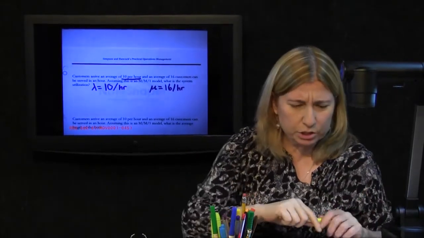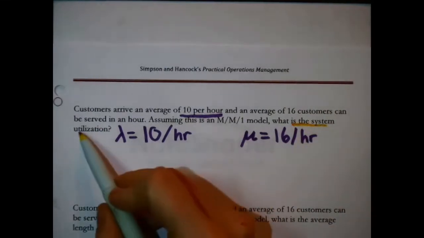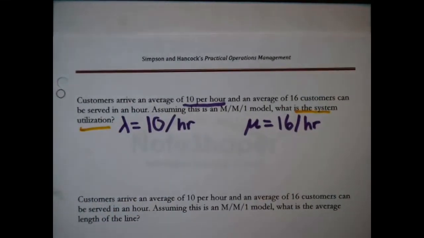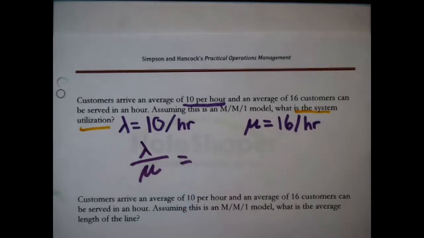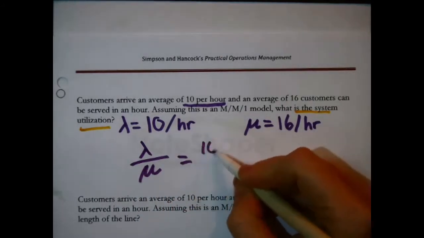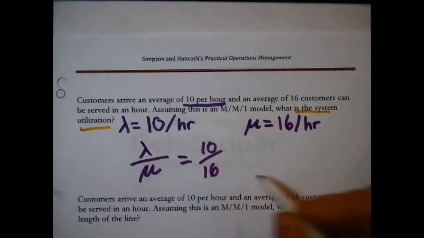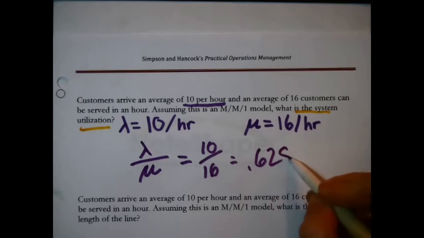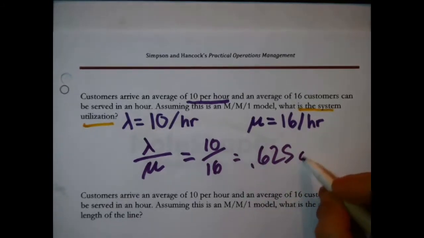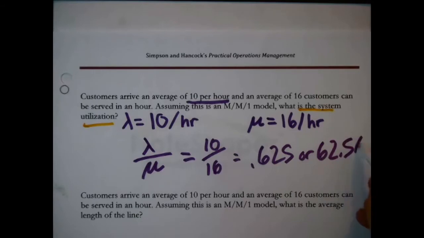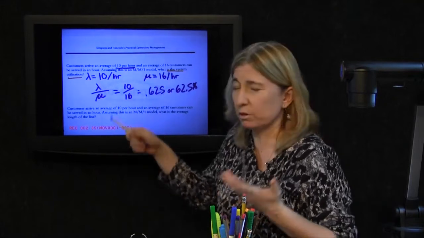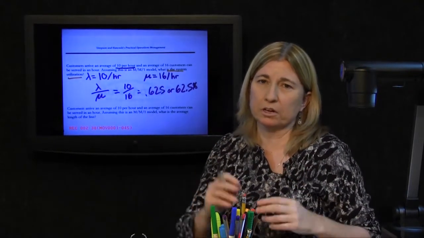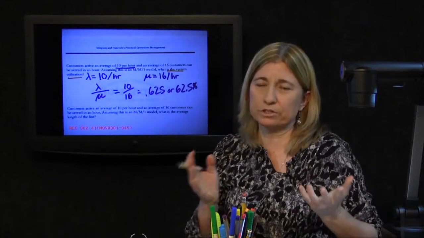Now, what actually is the question? What is the system utilization? Oh, that's easy. In the MM1 model, the system utilization is lambda divided by mu. It's that ratio, or 10 divided by 16, or 0.625 on my calculator, or in conversation, 62.5%. We would say that this particular system is 62.5% utilized. The utilization is 0.625.